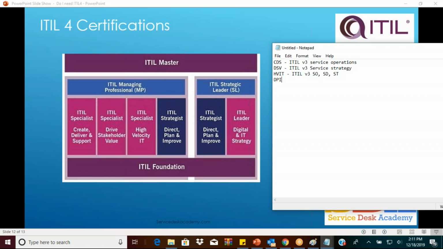And DPI, Direct Plan and Improve, is something like your ITIL v3 continual service improvement, and SO, SD and ST.